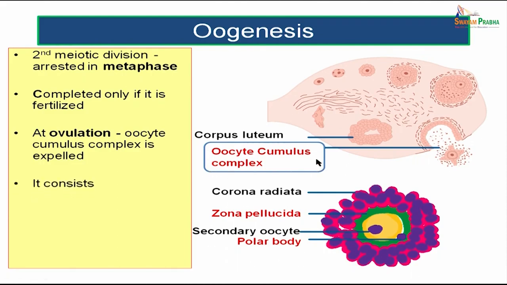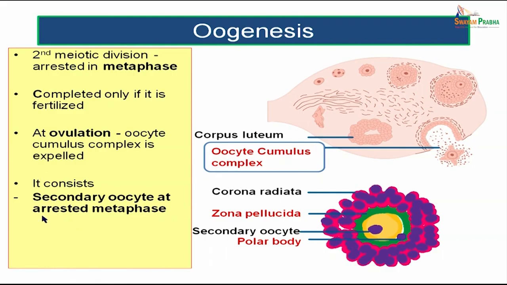At the time of ovulation, you call it the oocyte cumulus complex. So what are the components of the oocyte cumulus complex? It is called this because as the graafian follicle ruptures, the entire graafian follicle is not just coming out of the ovary. Some parts of the graafian follicle stay back and only some part is released. The part which is released is known as the oocyte cumulus complex.